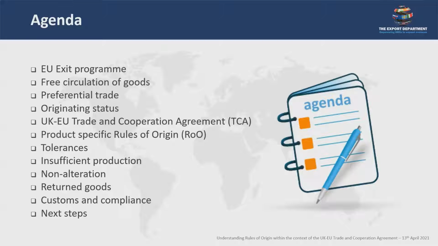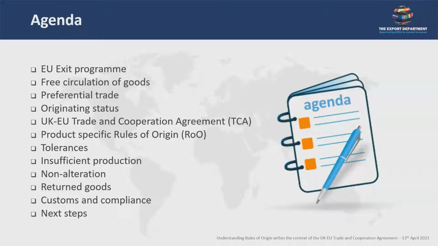And we'll talk about originating status: how is a product's origin typically determined? Then we'll talk specifically about the Trade and Cooperation Agreement and examine some of the product specific rules within it. It's also important that we cover things like tolerances and insufficient production, because they have a bearing on determining origin as well, and they're detailed in the Trade and Cooperation Agreement itself.